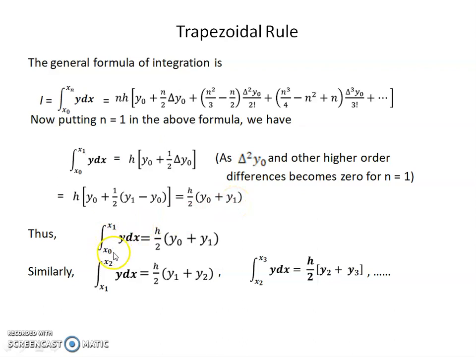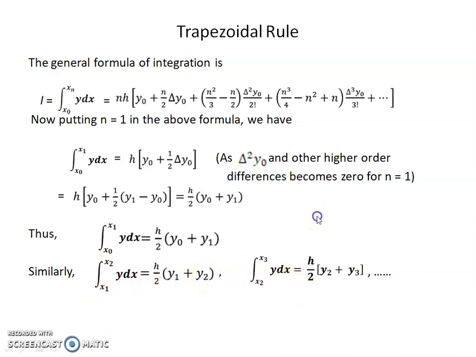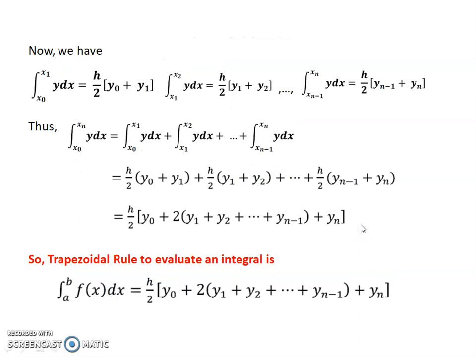So we have integration x naught to x1 y dx is equal to h divided by 2 times y naught plus y1. Similarly, we can obtain integration x1 to x2 y dx as h by 2 times y1 plus y2. And integration from x2 to x3 y dx becomes h by 2 times y2 plus y3. So continuing in this way, we obtain integration xn minus 1 to xn y dx as h by 2 times yn minus 1 plus yn.